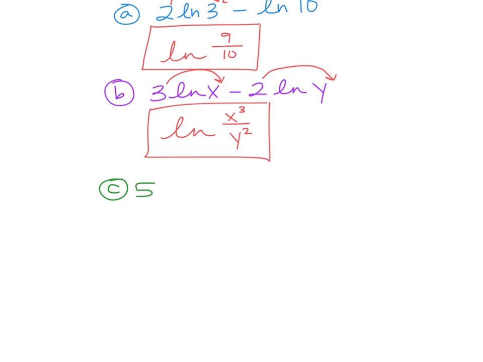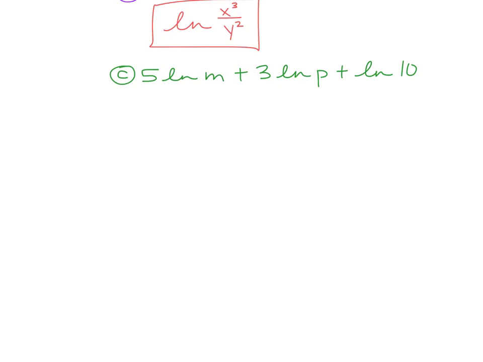All right, how about this? No, you may not take a nap. 5 times the natural log of m plus 3 times the natural log of p plus the natural log of 10. Okay, so we want a single log. You're going to do multiplication. What do you got to do before you multiply? Your exponent. So move this guy over, move this guy over. So you have the natural log. So it's going to be m to the 5th, p to the 3rd, and 10.